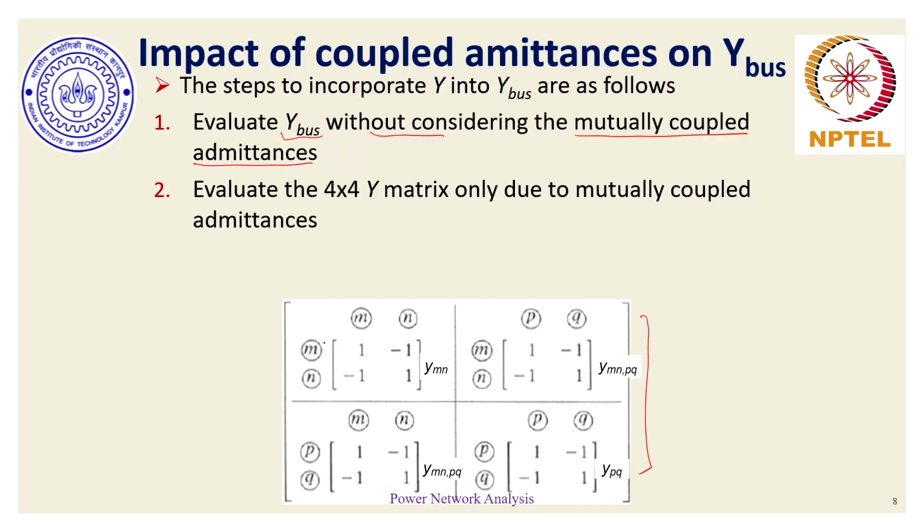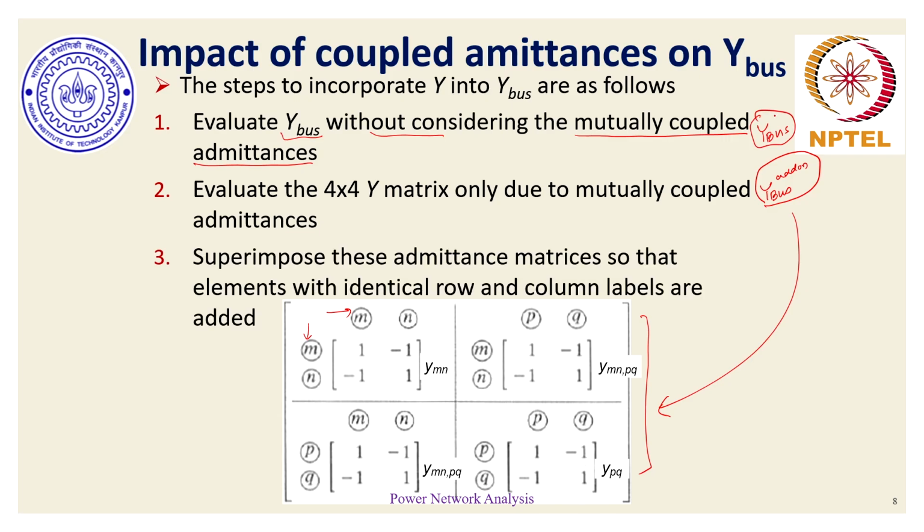Be very specific and clear about the row, column labels, and then you have already evaluated Y bus in step 1 without the mutual coupling. For every mutual coupling, you are getting an add-on matrix which is a 4 cross 4 matrix. The only part left is that each of the elements in this add-on matrix, which is shown over here, need to be properly superimposed or labeled on this Y bus which is without mutual coupling. So we superimpose these admittance matrices so that elements with identical row and column labels in the add-on and Y bus get added together as per their respective signs.